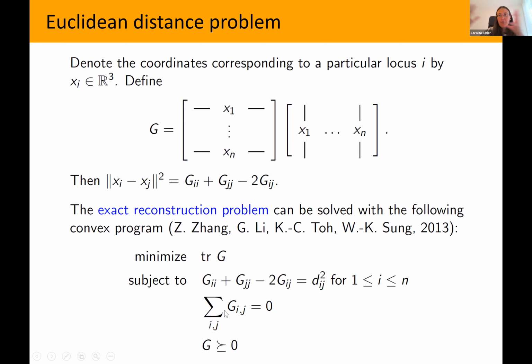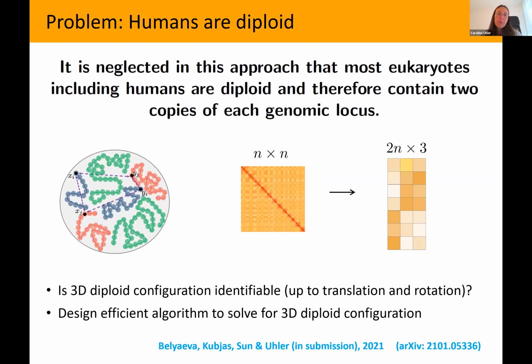So in order to do this, you just translate everything to be centered at 0. So you just add in this constraint. And of course, the Gram matrix is always positive semidefinite. Okay, so this is standard theory for Euclidean distance geometry problems. Very nice that this convex relaxation actually gives you, without noise, the true 3D configuration up to translation and rotation. Okay, so what is then the problem, right? We could just solve it like this, so then we would be done.